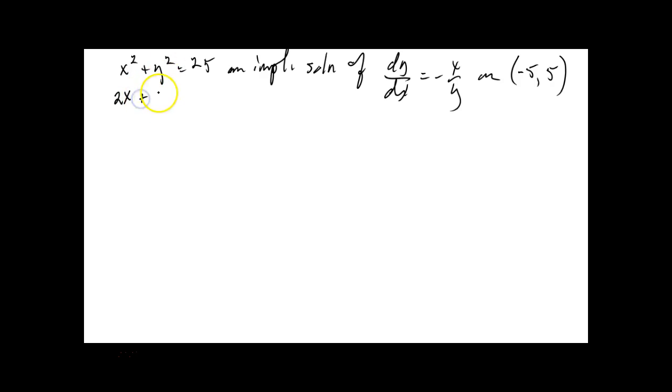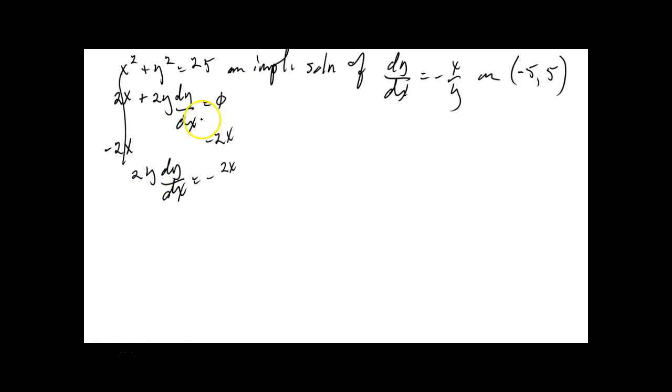Next, plus 2y, but y is a function of x, so you do need to put dy/dx, right? Equal to, what's the derivative of 25? 0. Okay? Now, what we need to do is solve that for dy/dx. So let's first subtract 2x from both sides. And now these go out, and we have 2y dy/dx is equal to negative 2x.